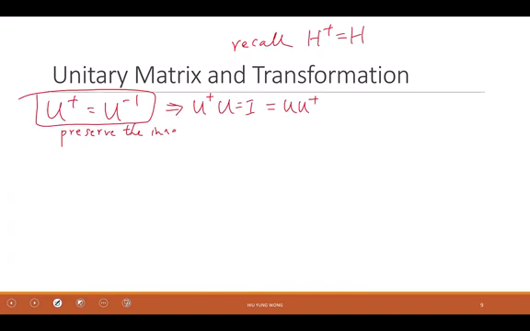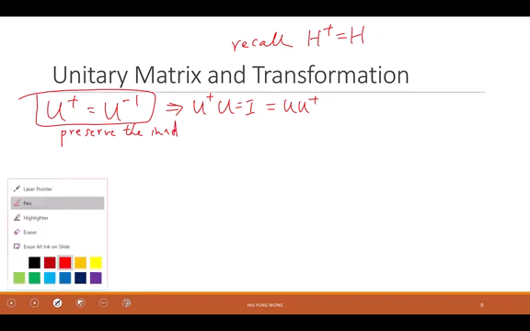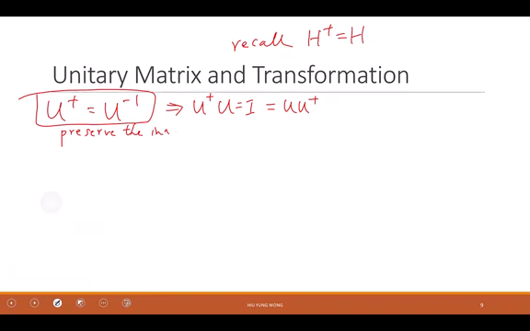It preserves the inner product of vectors. What does it mean? What is a matrix again? Step back. What is the matrix? What is a matrix, an operator in quantum computing? What's a matrix?